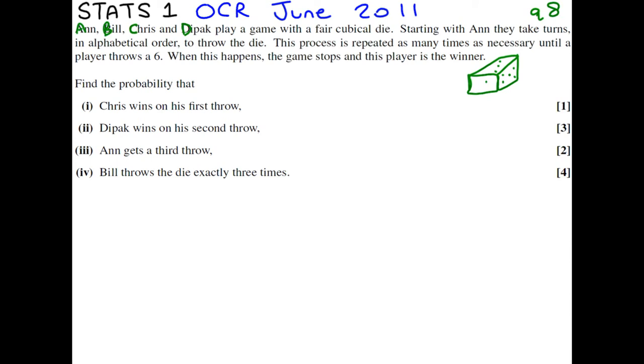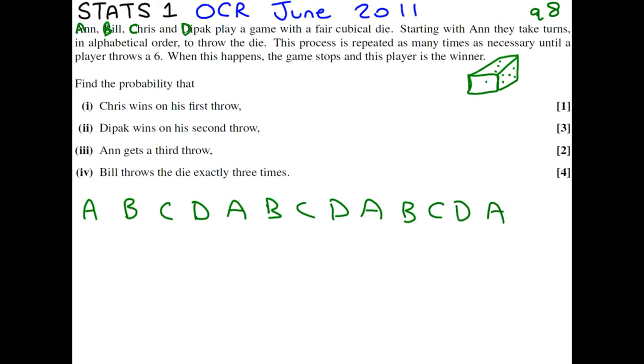So they take it in turns, starting with A. We're going to call Anne A, and so on, then B, then C, then D. They carry on taking it in turns in this way until somebody gets a 6, and then it's the end of the game. If you do fancy playing this game, grab yourself 3 friends and a dice, have a go. When they get a 6, they stop the game, game over. So the first question is Chris wins on his first throw. If we number these turns, first, second, third, and so on, this is our game.